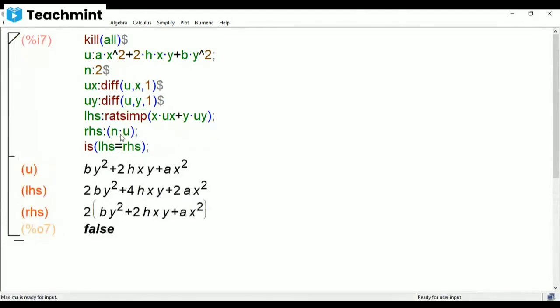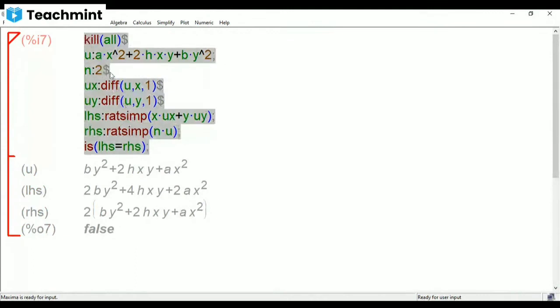See, if I'm not going to use rational simplification, it has taken 2 outside here in this one, but here it has kept it multiplied, right? And it is saying these two are not equal to each other. So that's why it's always good to use simplifications. If it contains a trigonometric expression, you have to use trigsimp. If it contains rational functions, you have to use ratsimp. Now let us verify this for the next problem.